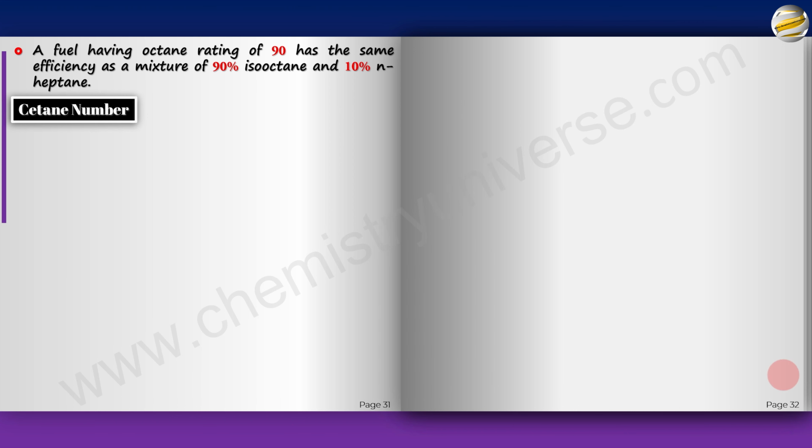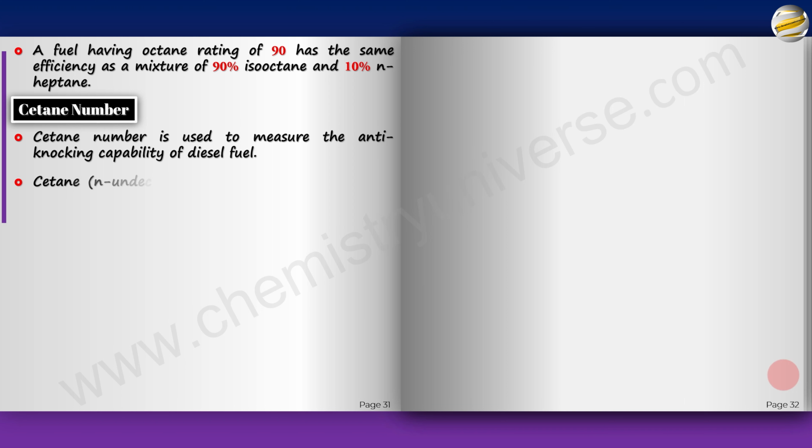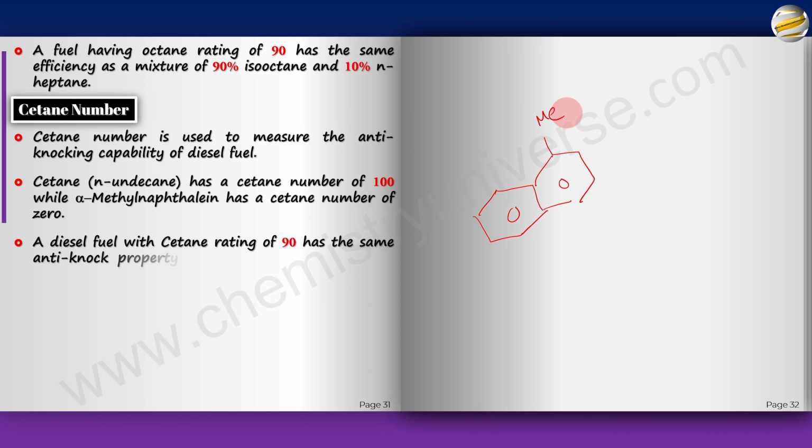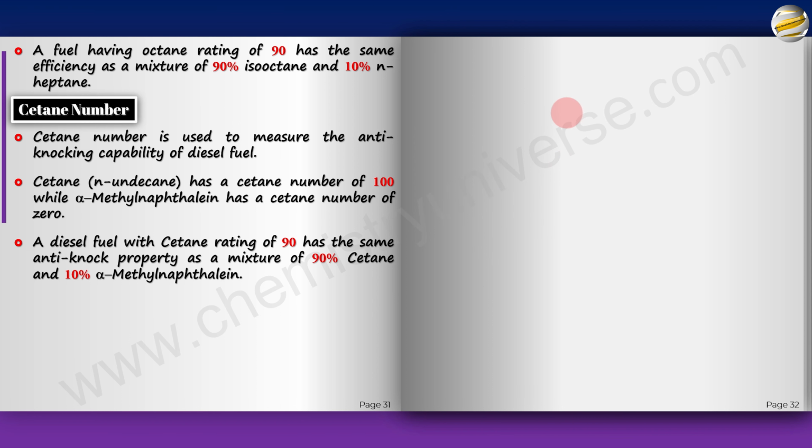Similarly, we have cetane number, which is used for diesel fuel. Cetane, which is hexadecane, has a cetane number of 100 and alpha methyl naphthalene has a cetane number of 0. Alpha methyl naphthalene is this. This has a cetane number of 0. And a diesel fuel with a cetane rating of 90 has the same anti-knock property as a mixture of 90% cetane and 10% alpha methyl naphthalene.